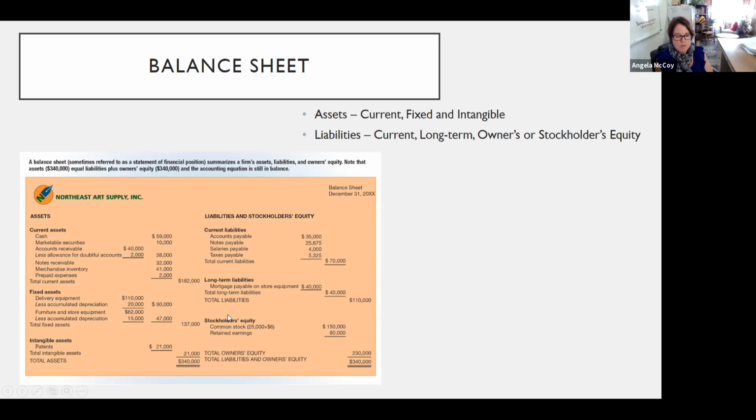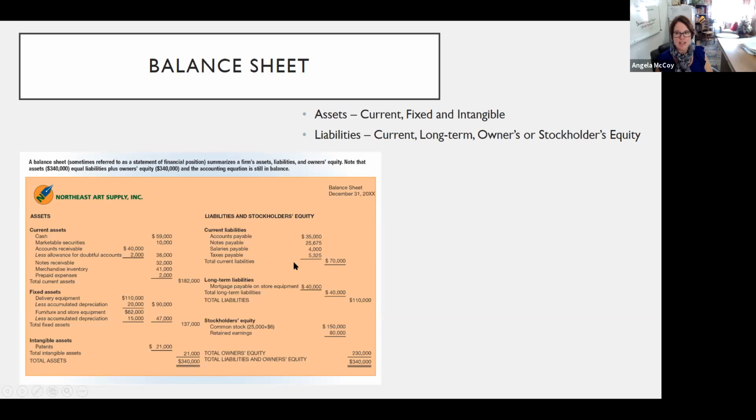Intangible assets do not exist physically, but have a value based on rights or privileges they confer on a firm. These include patents, copyrights, trademarks, franchises, and goodwill. Intangible assets are considered long-term assets. They are of value to the firm for a number of years. For Northeast Art, the intangible assets total $21,000, which is this number right here. So your total assets would be your current assets plus your fixed assets plus your intangible assets. So right here we see that the total assets for Northeast Art are $340,000.